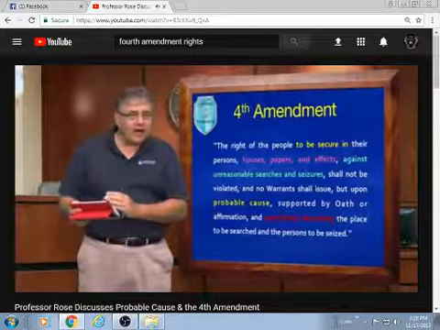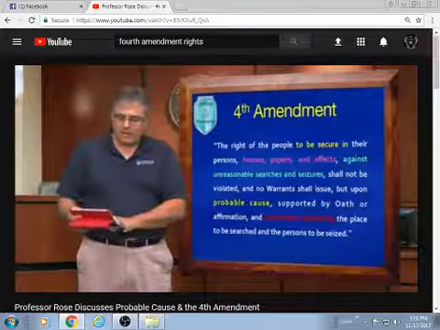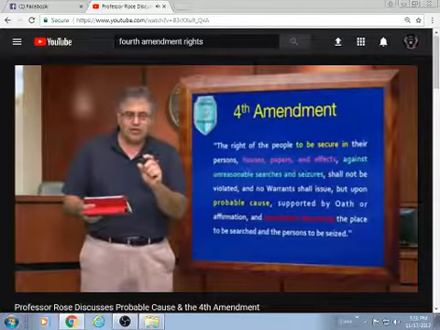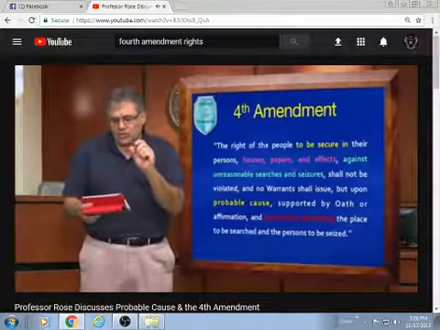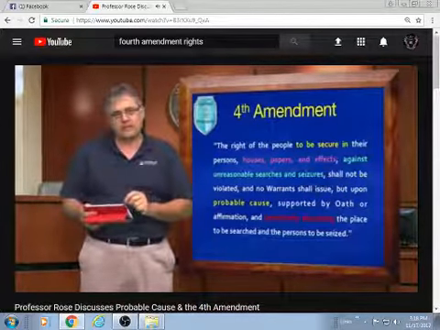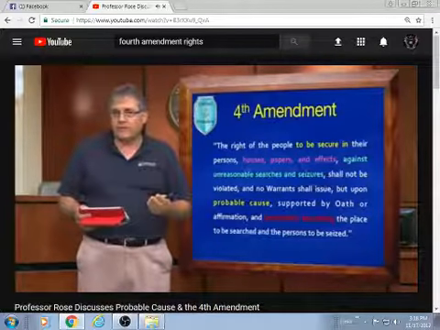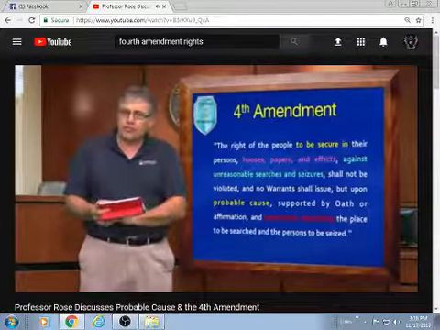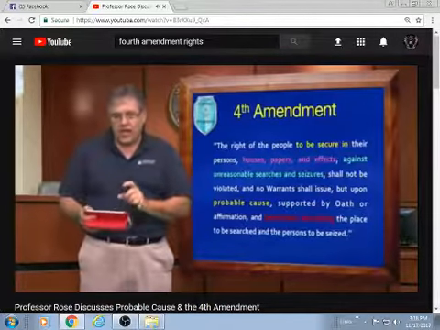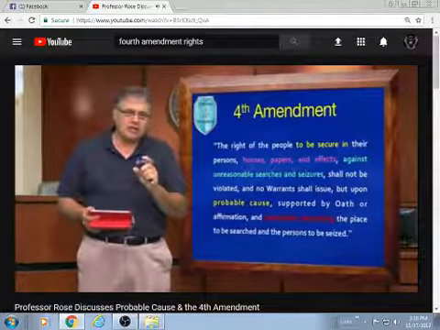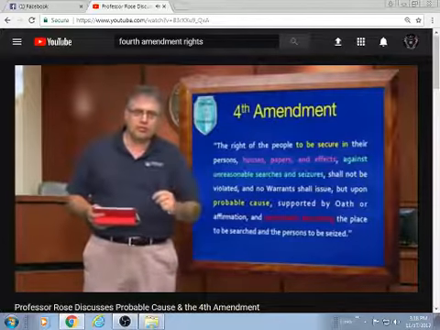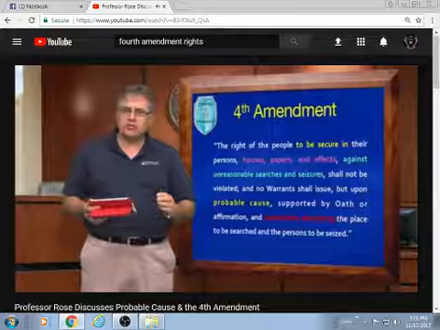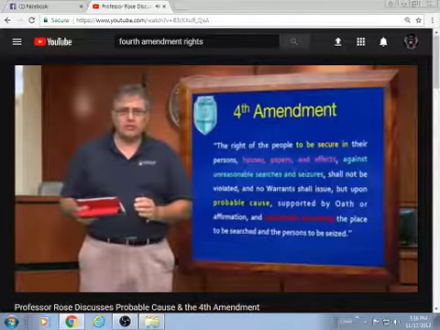Now, they did not define it as privacy back in the 1700s. They go to the physical location: your person, your houses, your papers, and your effects. It's been subsequently defined as a privacy right and simultaneously as a trespassory right, and we'll talk about that. And the protection is only against an unreasonable search and seizure. And this means that some searches and some seizures are in fact reasonable.